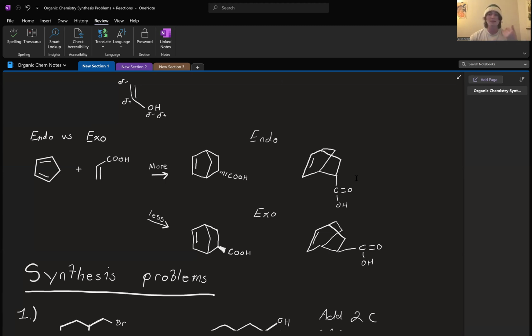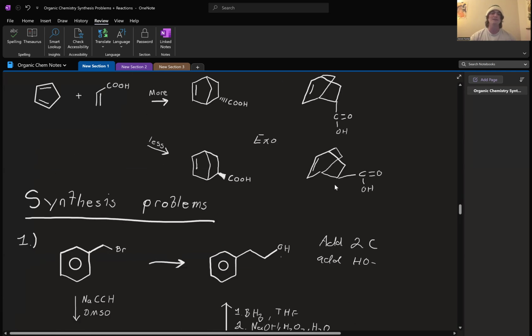However, the exo product is more stable, and that will form secondarily, but it is more stable because there's less steric interaction. There's 1,3-diaxial interactions occurring on the endo; there's not on the exo. But the exo takes longer to form, so endo is actually our major product here. Okay, so that covers all the reactions from last test and this test. Now let's get into some synthesis.